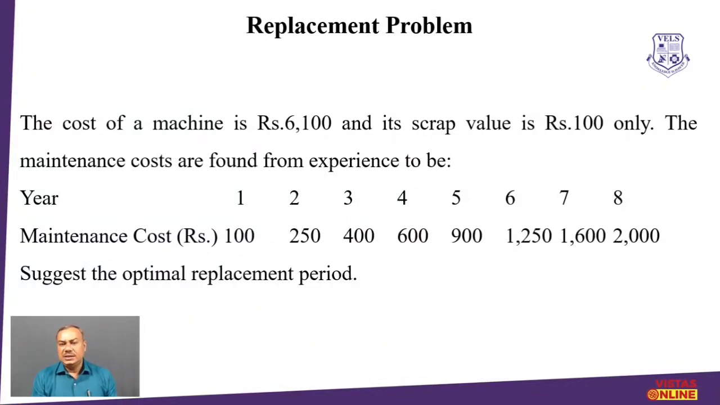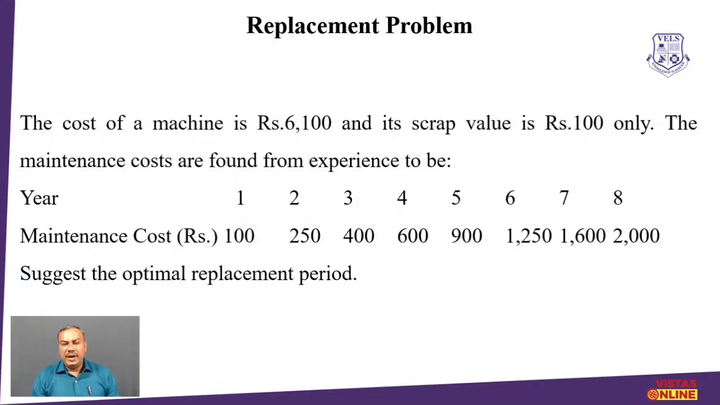Here the maintenance cost includes the operating cost and the maintenance cost. In this replacement problem, a lot of costs are involved, like maintenance cost, replacement cost, running cost, operating cost and purchase cost. Here the maintenance cost is given. The cost of the machine is 6100. The scrap value is 100, which is constant.